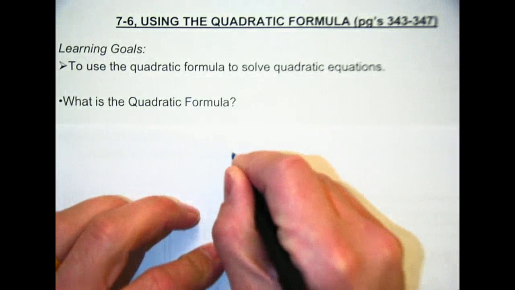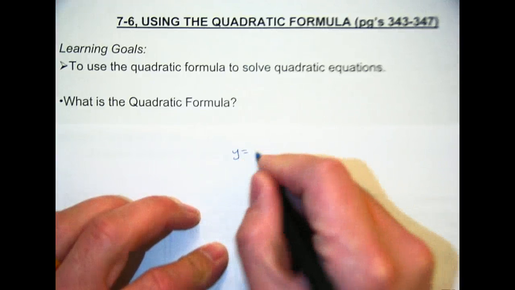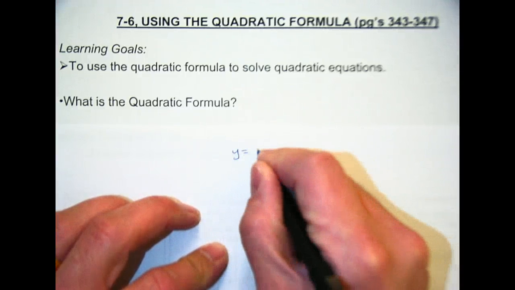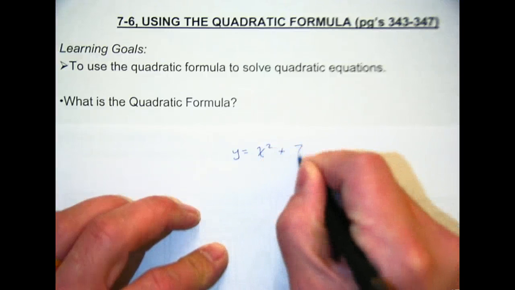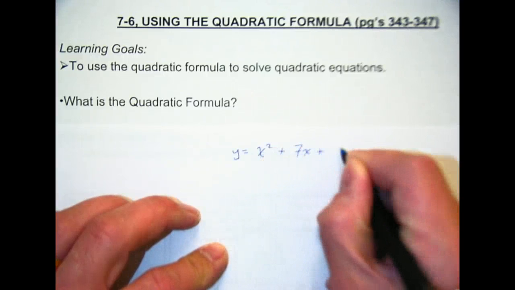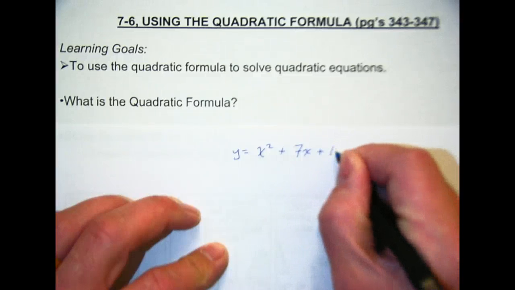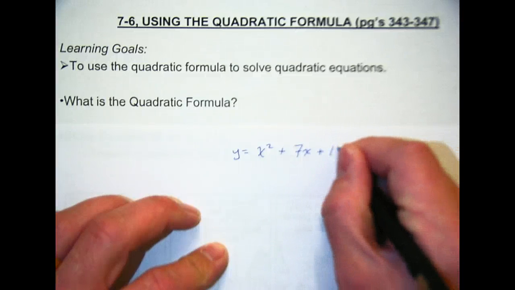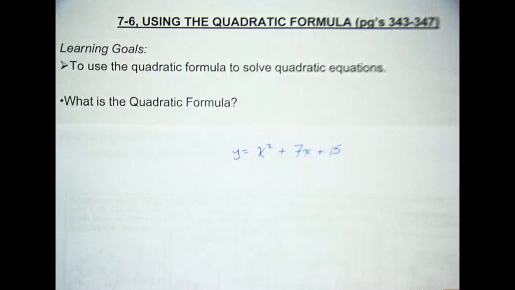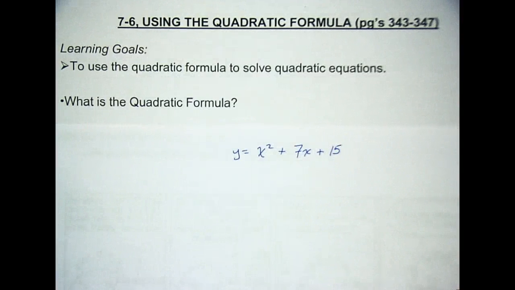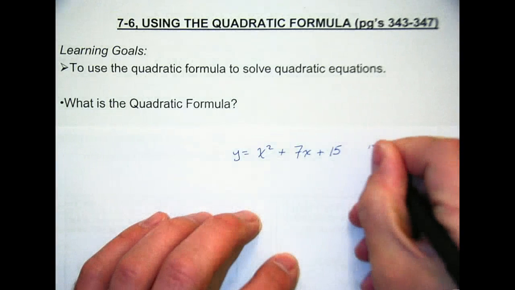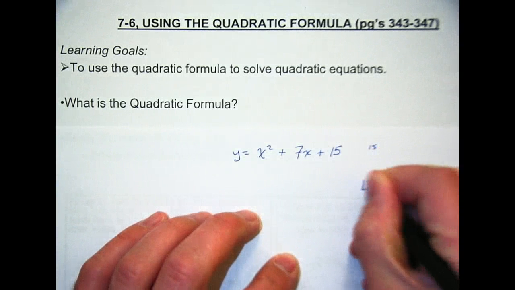So let's say we have y equals x squared plus 7x plus 12, or no, let's go with 15. Okay? Can we factor that? We need two things that multiply to make 15 and add to 7. So can we multiply to make 15 and add to 7 is the question.